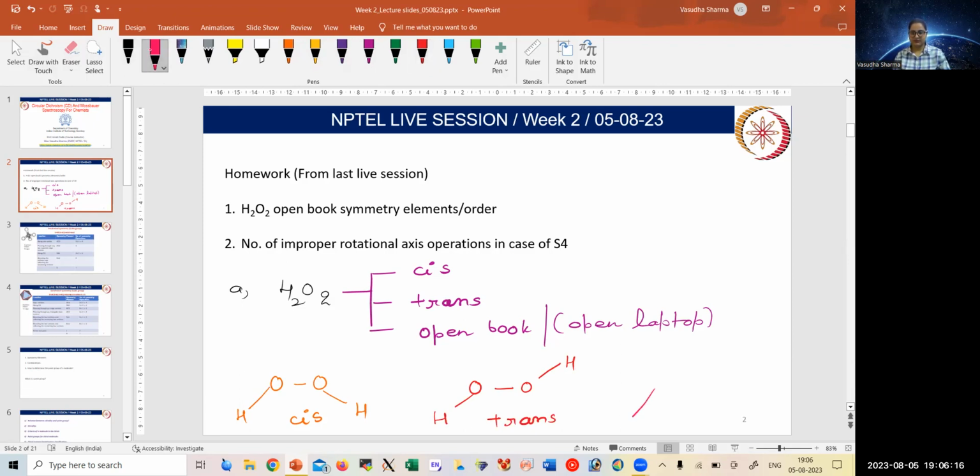And in the open book form, we have something like this. I will try to make it clearer so that you can understand. Consider this as your laptop or a book. Here your oxygen bond is here, and one H would be in this direction, one H would be in this direction. So this is your open book form.